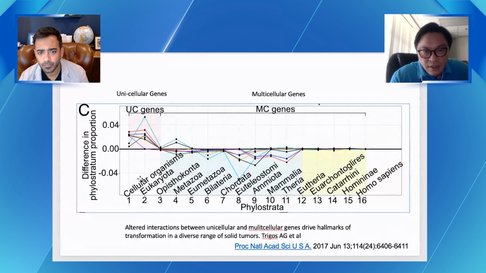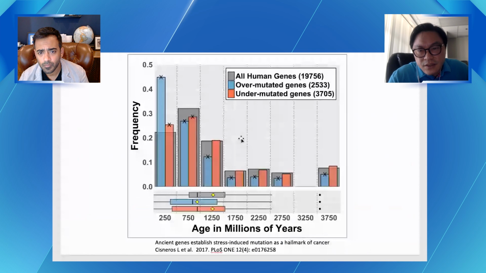And where do you find the mutations in cancer? Well, it's all here, right in the unicellular genes, right? It's not the multicellular stuff. We're looking in these human genes, but all the genes that you need to worry about are the oldest ones. Again, same thing. This is age in millions of years. These are the oldest genes. This is all human genes.